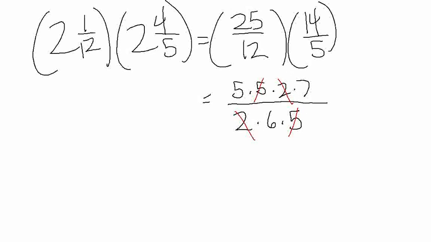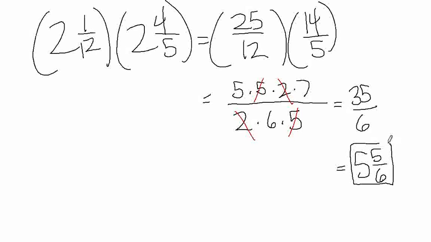Okay? And now I only have to multiply the leftovers. So 5 times 7, 35, and then 6 left over on bottom. And indeed, that is the answer. Okay? You can, as always, convert that to a mixed fraction. In this case, you would get 5 and 5/6. Okay?